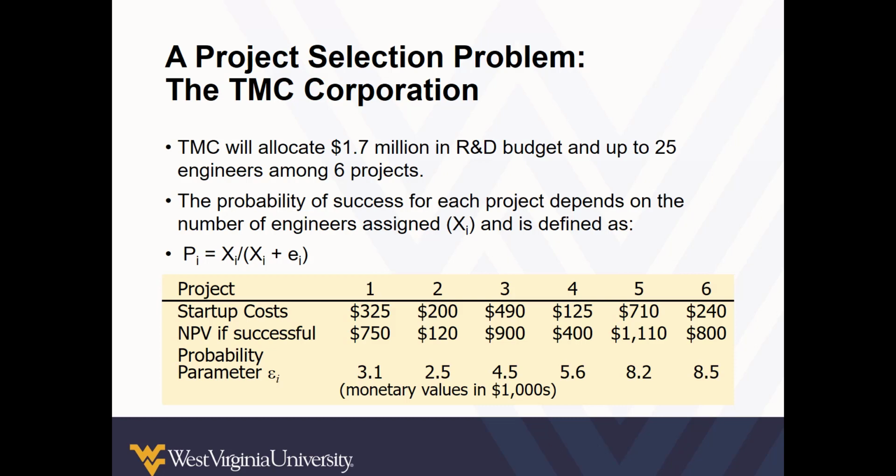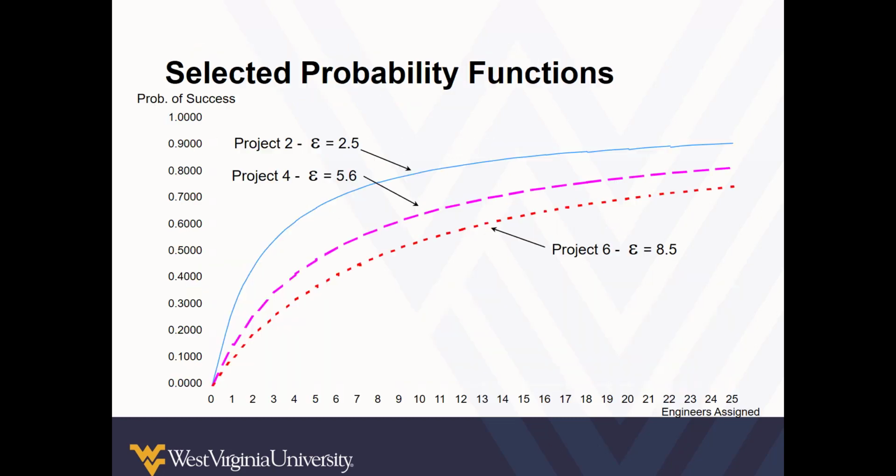C-suite directors at TMC are figuring out how to allocate their R&D budget for next year. 6 projects are under consideration. The directors believe the success of each project depends, in part, on the number of engineers assigned. Each project proposal includes an estimate of the probability of success as a function of the number of engineers assigned. The table summarizes initial startup funds necessary for each project and the estimated NPV the project will generate if successful. This is the probability of success for selected projects in the TMC problem.